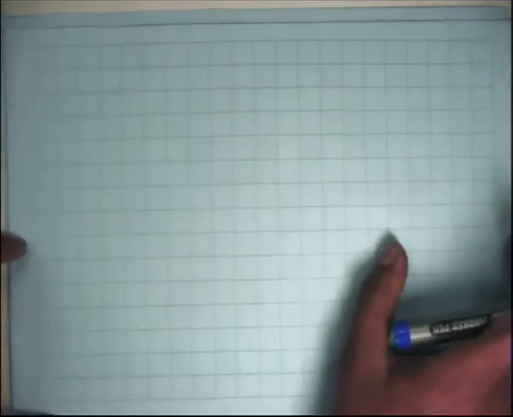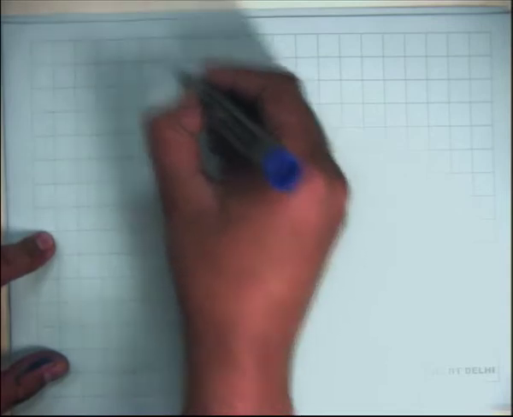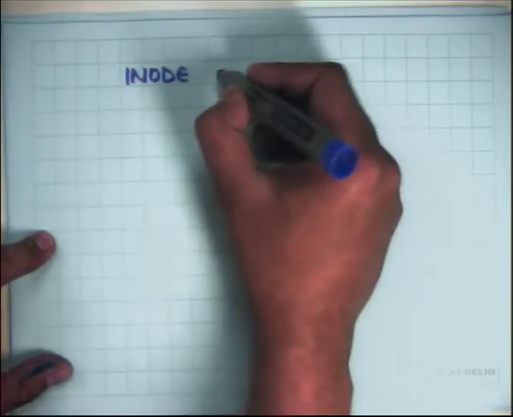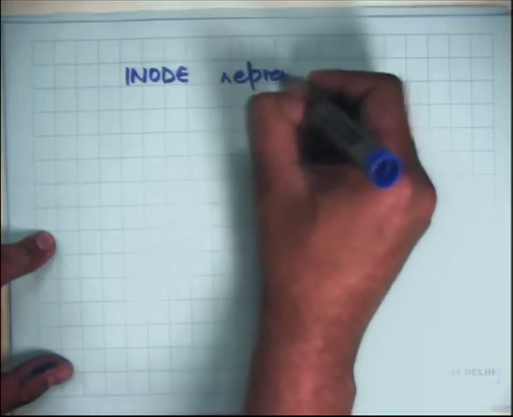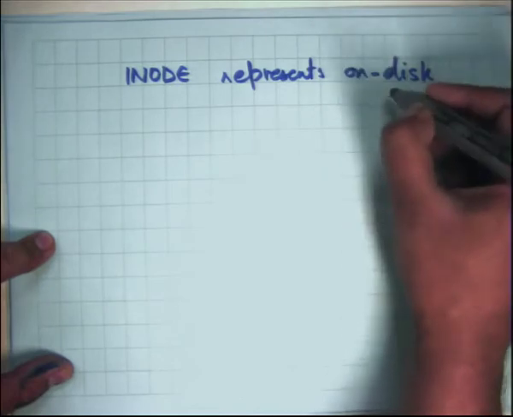What do I mean by names to files? So what is a file? Well, a file on a disk typically is separate from its name, so it's also called an inode. It represents an on-disk file. It's a handle to name a file.